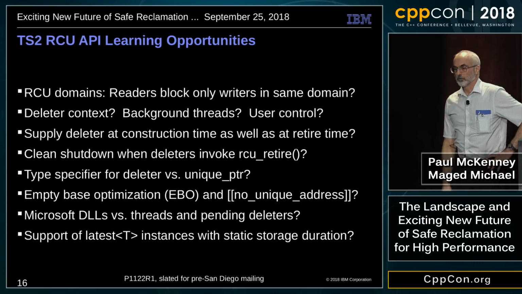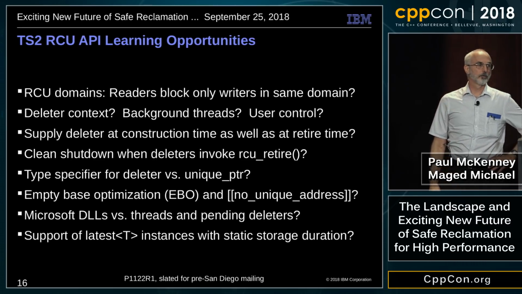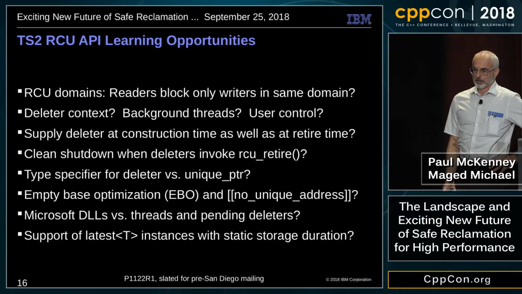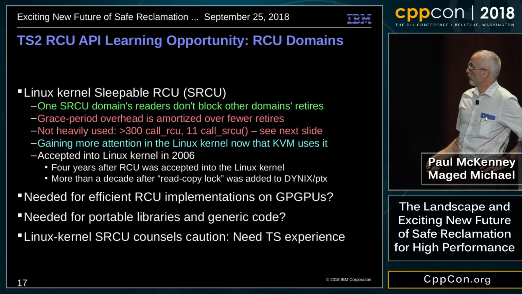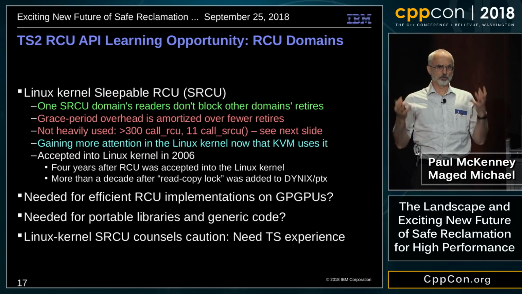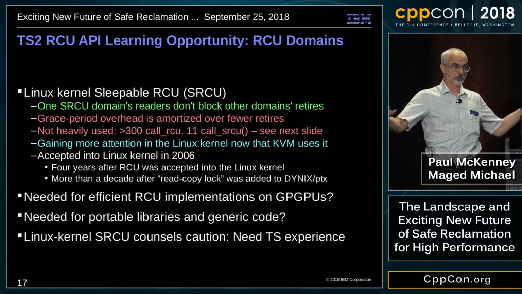These are a list of things that we hope to learn. I'm going to just go through a couple of them to give Magid time to go through his examples. The first one is RCU domains. One of the things that comes up if you have any kind of object-oriented thing is, shouldn't this be object-oriented and have domains, separate chunks?